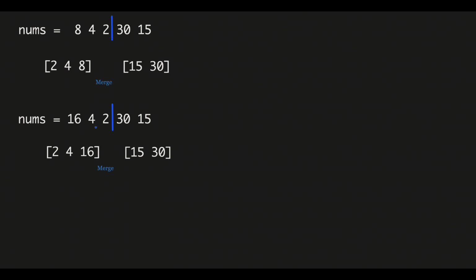So if you attempt to sort this partition, this will become 2, 4 and 16 and this partition will become 15 and 30. But if we combine them, this whole array is not sorted. Why? Because the maximum element in the first partition, that is 16, is greater than some elements in the next partition. So this array cannot be sorted.